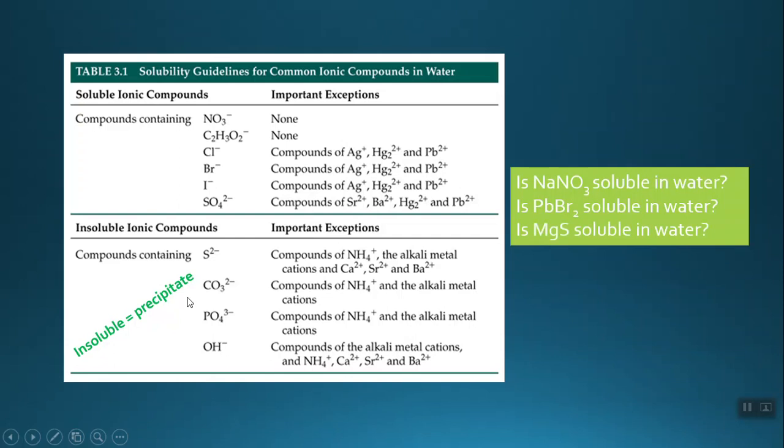Lastly, magnesium sulfide, is that soluble in water? Again, here's sulfide. Is magnesium a part of one of these exceptions? No, it's not. It's not an alkali metal. It's an alkaline earth metal. And no, it is insoluble. So again, a precipitate will form. Okay.